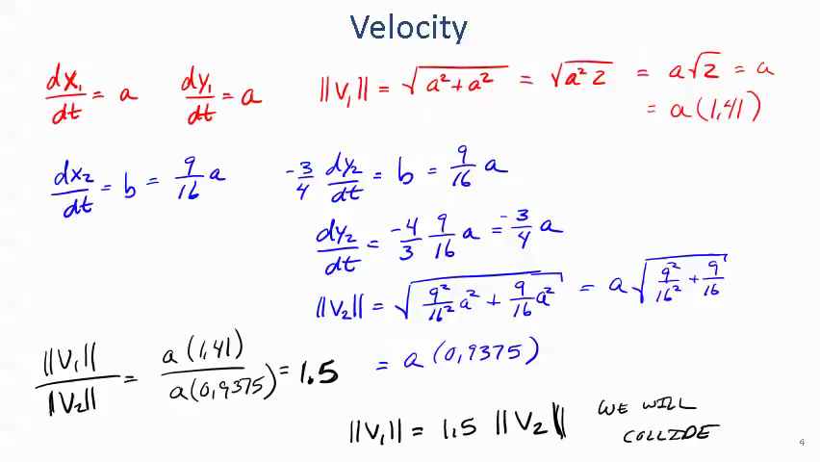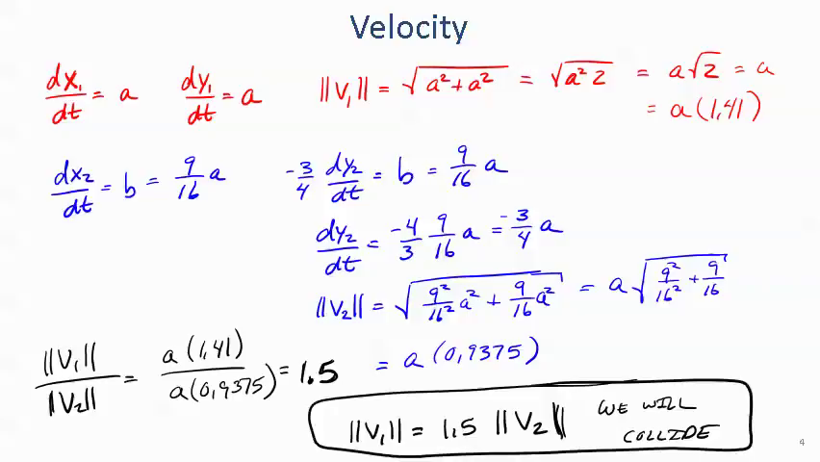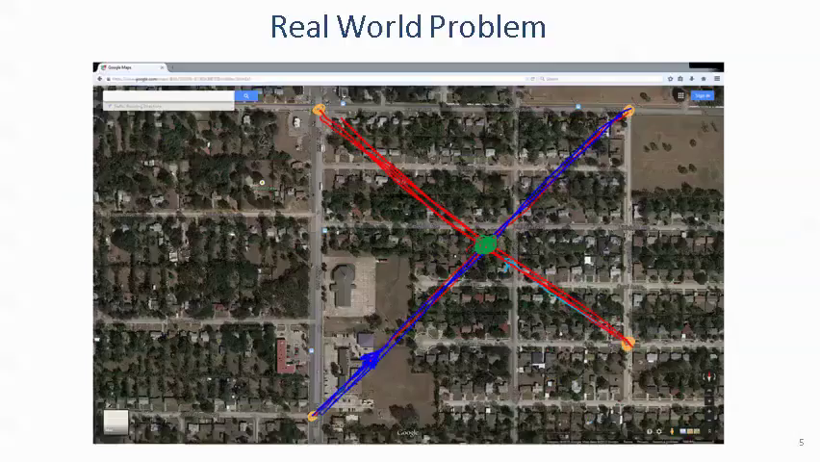So the bottom line is, we don't want our speeds to be related in this way. We don't want to be flying at 1.5 times faster than our friend, otherwise we will collide. If we go back to the real world, it's telling us that if we fly along this path at 1.5 times the speed that our friend is flying along their path, we're going to collide here in the middle. So we want to avoid that speed, and if we do, then we won't collide. And that's the answer to the problem.